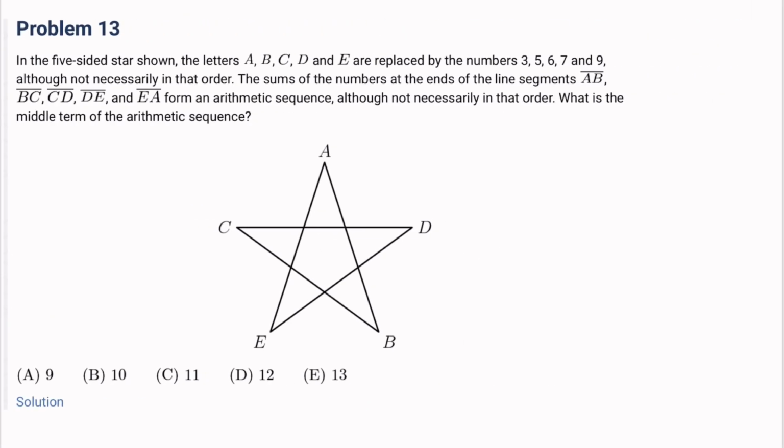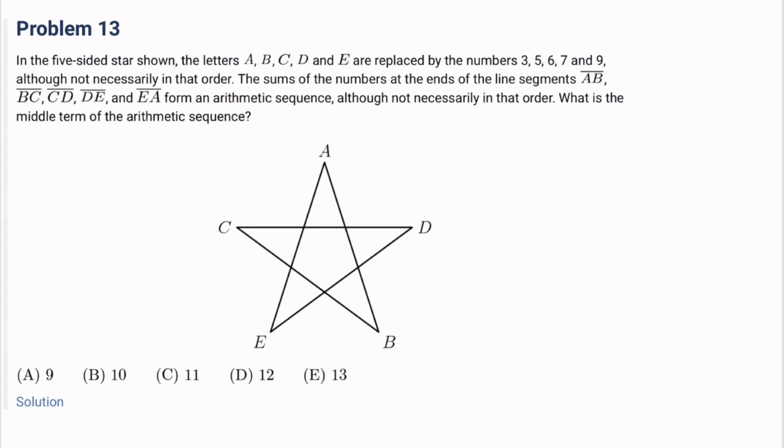Number 13, in the 5-sided star shown, the letters A, B, C, D, and E are replaced by the numbers 3, 5, 6, 7, and 9, although not necessarily in that order. The sums of the numbers at the ends of the line segments AB, BC, CD, DE, and EA form an arithmetic sequence, although not necessarily in that order. What is the middle term of the arithmetic sequence?